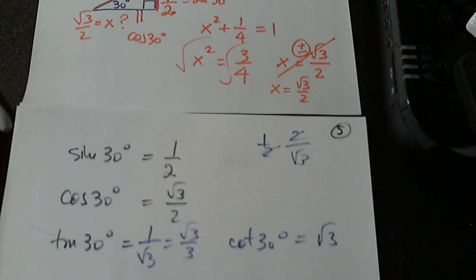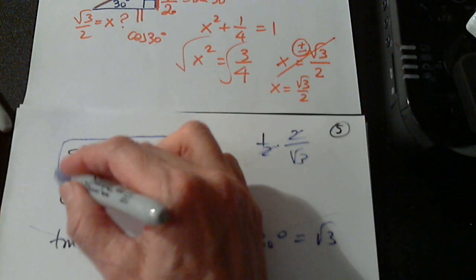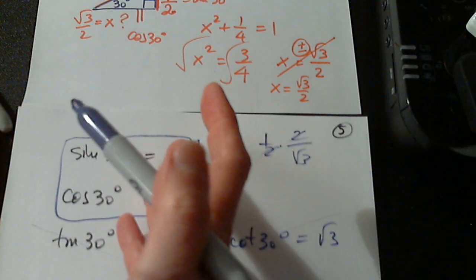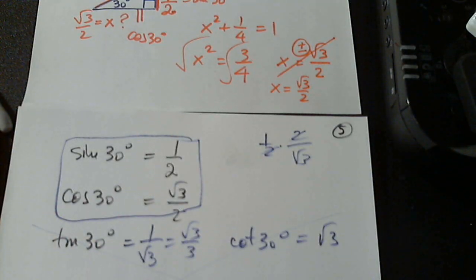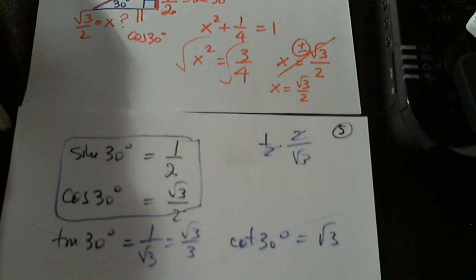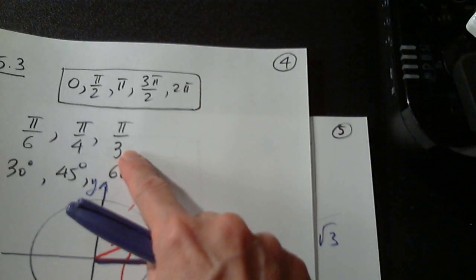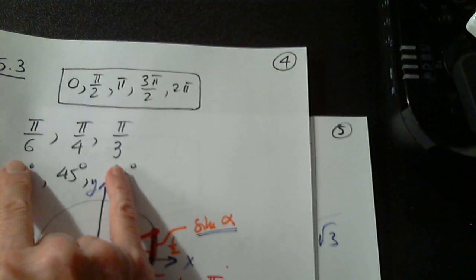Do not memorize these. That's all you need to know. If you remember this, then you will remember what happens with a 60-degree angle. Why? Because they are complementary angles.